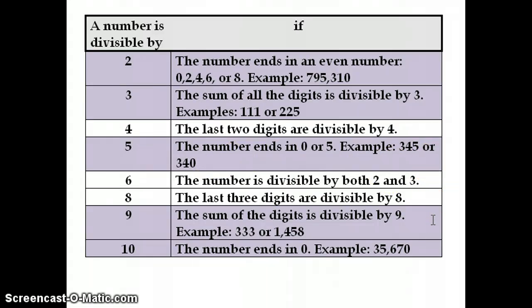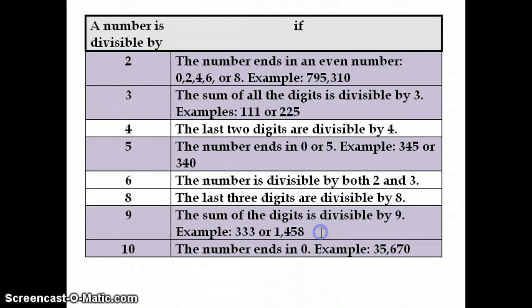Another fun, convenient rule is the rule for divisibility by 9. This one's similar to the rule for 3. We add up all the digits, and if the sum of the digits is divisible by 9, then we know that that entire number is divisible by 9. So let's look at a couple of examples. 333. So we add up those digits. 3 plus 3 is 6, plus 3 is 9. So the sum is 9. 9 is divisible by 9, so we know that that entire number, 333, is divisible by 9.